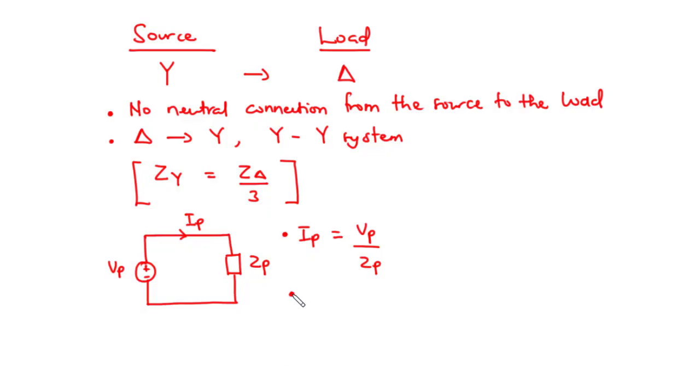And then if you want to find the line current, because we have a star connected load, the line current is equal to the phase current, and assuming that the line voltage is not given, then we can find the line voltage, which is equal to square root of 3 times the phase voltage. So having this in mind, let's solve a couple of examples.